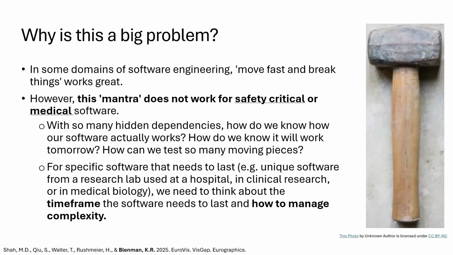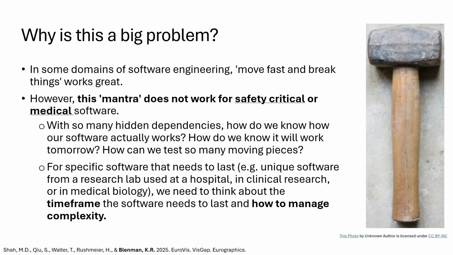So why is this a big problem? In some domains, the software engineering mantra "move fast and break things" works great, right? However, this mantra does not work for safety-critical or medical software. With so many hidden dependencies, how do we know how our software actually works? How do we know it will work tomorrow? How can we test so many moving pieces?